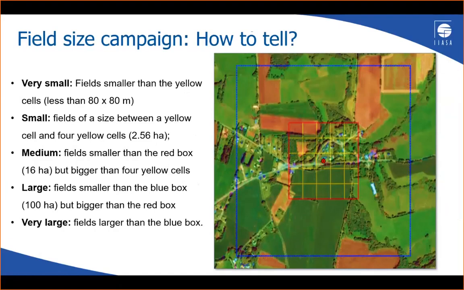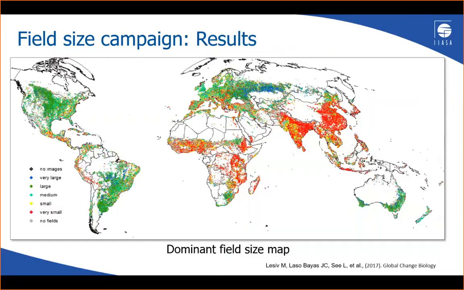This was the field size campaign where we measured how big are the fields. This gives you a lot of information of where smallholder farmers are globally, and we found that there were actually much more smallholder farmers than initially thought and traditionally established. That was actually quite a major breakthrough.